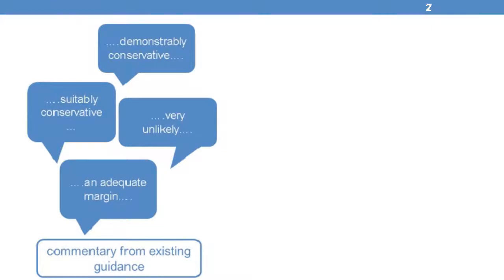So some of the comments in the existing guidance include statements like the ones shown on the screen here, things like demonstrably conservative, suitably conservative, very unlikely, inadequate margin. And what these actually mean in practice is subjective. And although judgment is always going to play an important part, what we're trying to get to with the probabilistics working group is an improved way of quantifying the margin that's kind of implied by these statements on the screen.